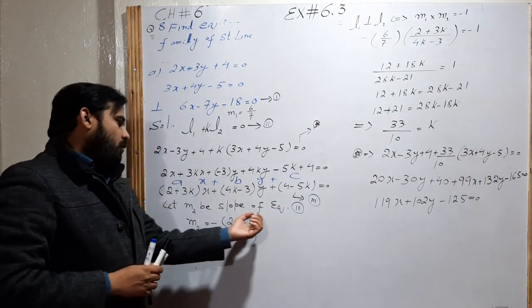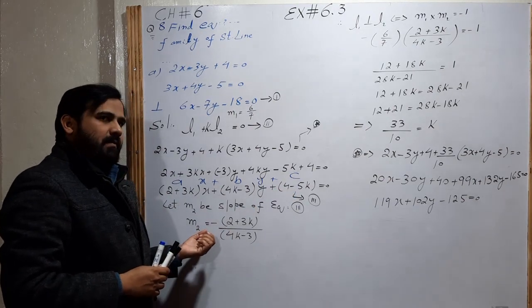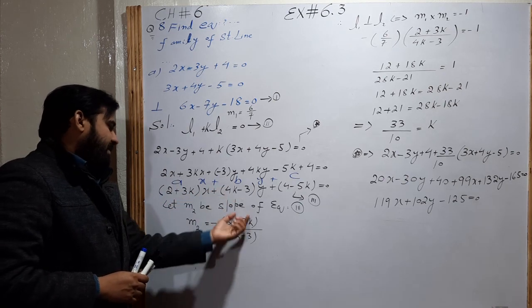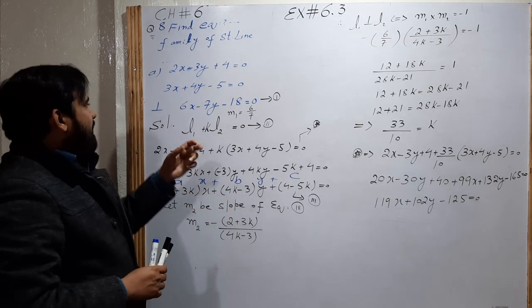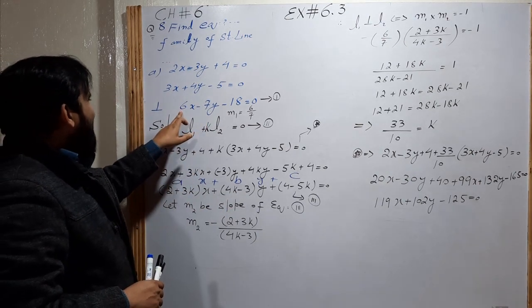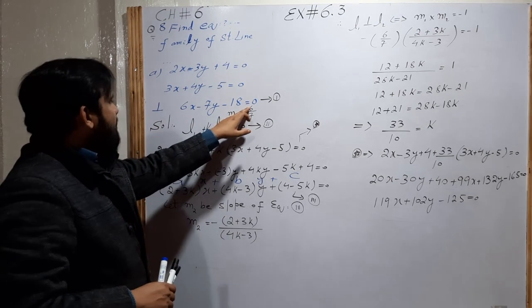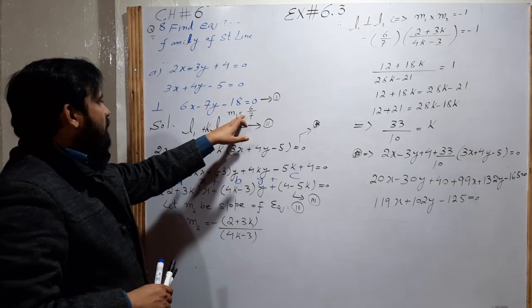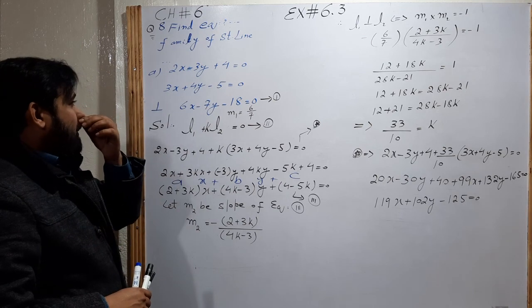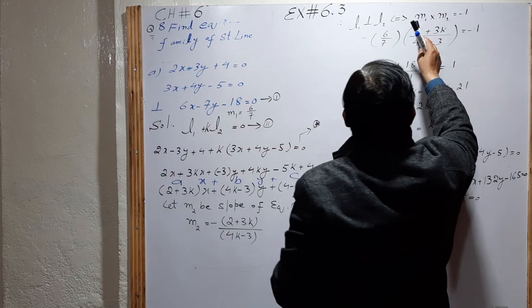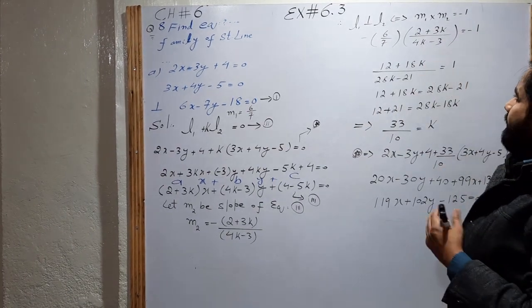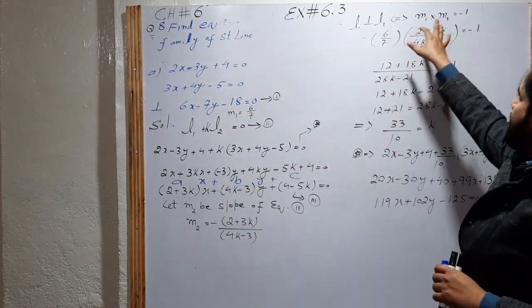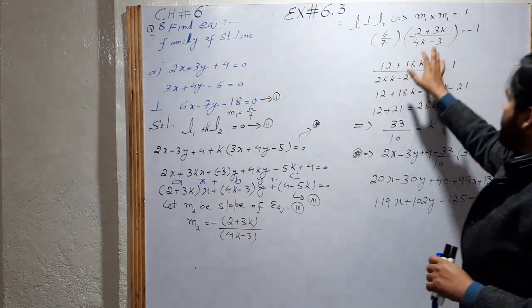So, let m2 be the slope of this line. The slope formula for a straight line is minus a over b. In this case a is 6 and b is minus 7, so minus minus is plus, and this is 6 by 7. We know that two lines are perpendicular if and only if m1 m2 is equal to minus 1, and the slope of this line is 6 by 7, and the slope of the other line is this one. So minus minus cancel.